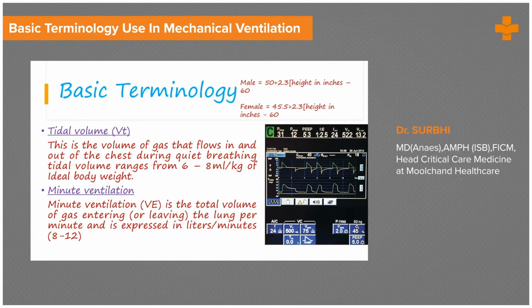We have first the tidal volume. This is the volume of the gas that flows in and out of the chest during quiet breathing. And usually this is 6 to 8 ml per kg of ideal body weight. So whenever you see a patient in front of you, try to calculate his ideal body weight from his height by this formula given. And then 6 to 8 ml per kg of that is adequate tidal volume for the patient. The minute ventilation is the total volume of gas entering the lungs per minute. It is usually the tidal volume times the respiratory rate and is expressed as liters per minute. And usually we target 6 to 10 liters per minute.